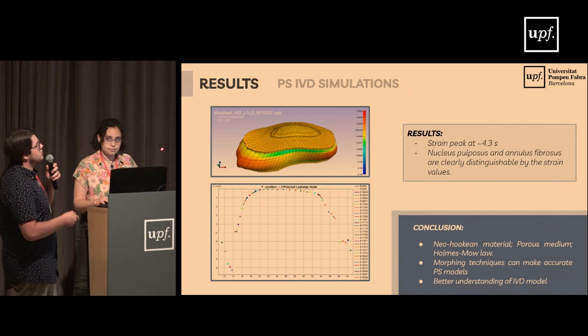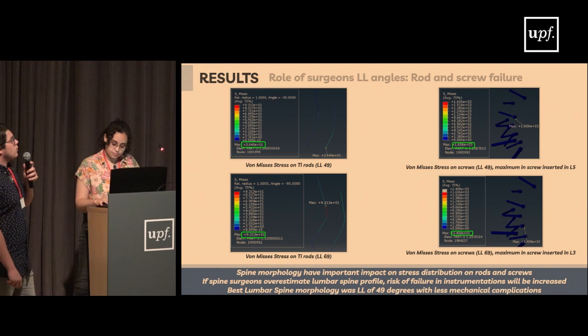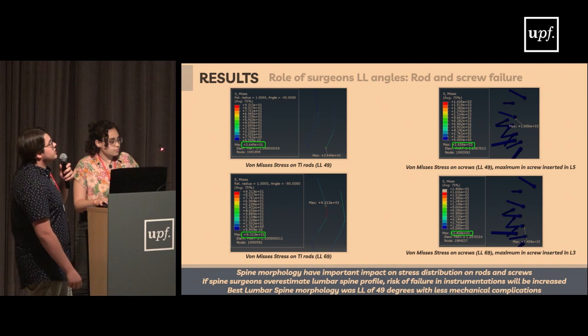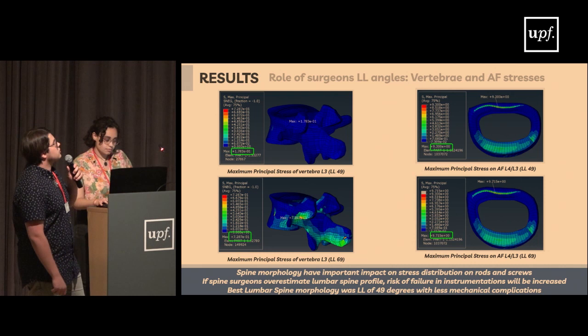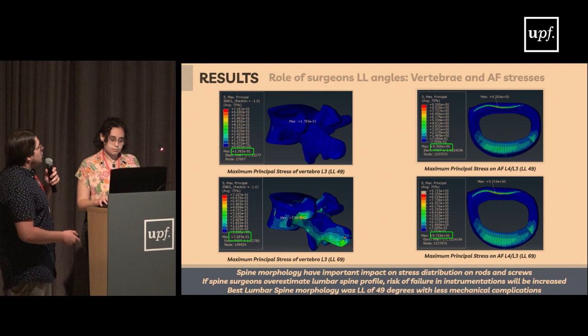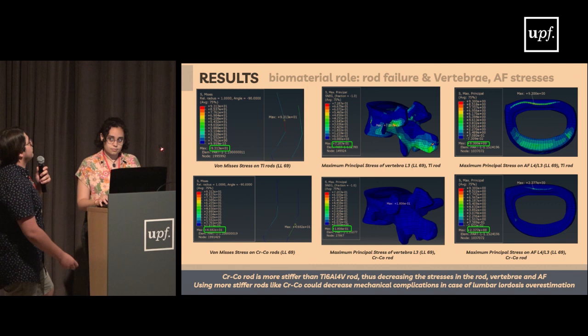So the second experiment was to evaluate 2 different configurations for lumbar lordosis, one at 49 degrees and another one at 69. And we could see through the rod and screw failure, the vertebra and the annulus fibrosus stresses, that whenever the surgeon overestimated the lumbar lordosis, the risk of failure increased drastically. So we determined that the optimal configuration was 49 degrees of lumbar lordosis.